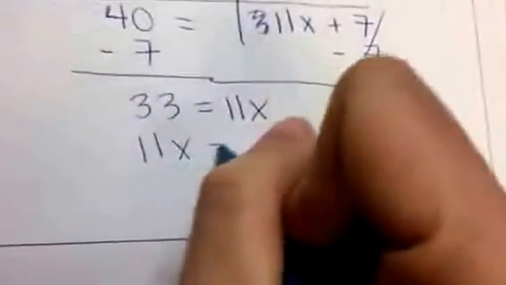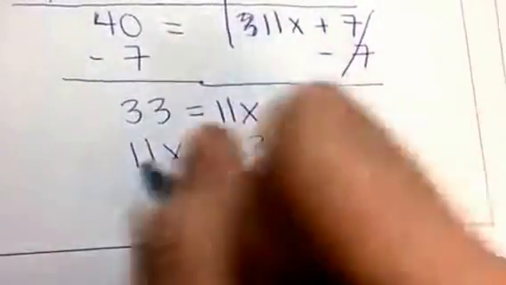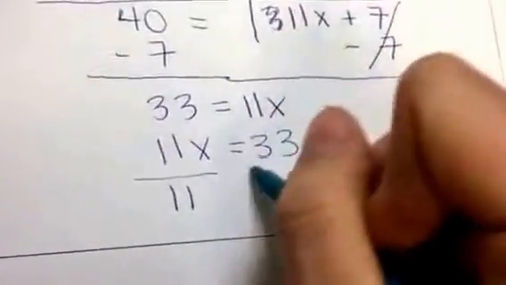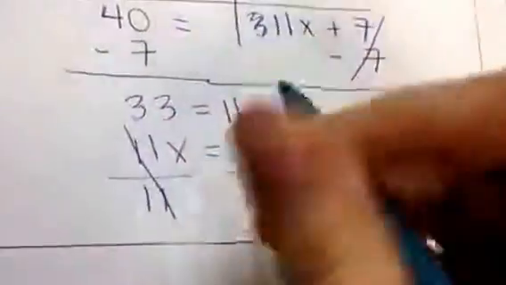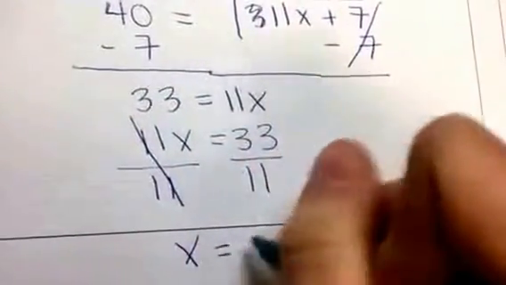And I can turn that around the other way if that's making you feel really uncomfortable. This is the same thing as this. And I can divide both sides by 11. And what I end up with is x equals 3.